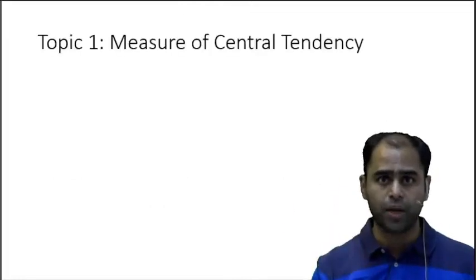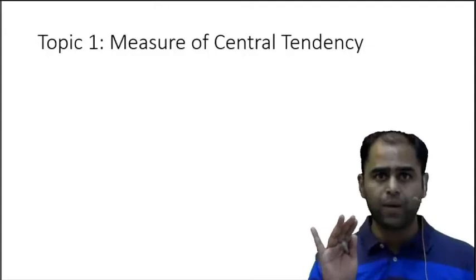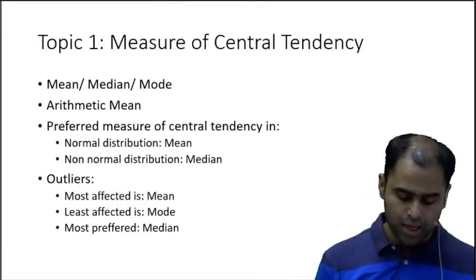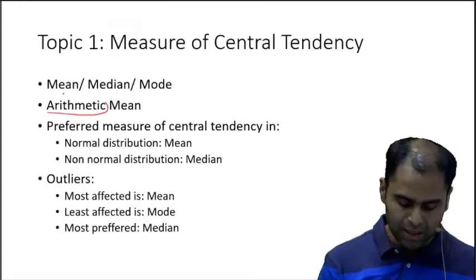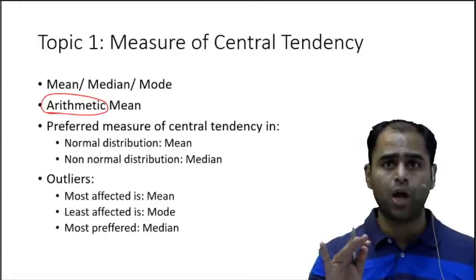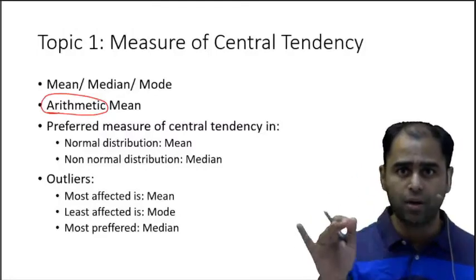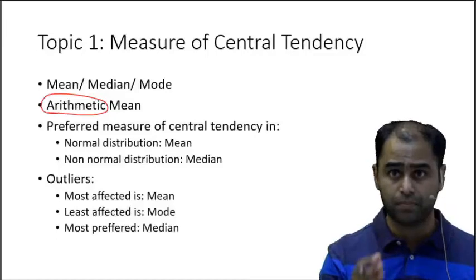Take my word. Now, the topic 1, measure of central tendency. We have the mean, median and mode. Let me tell you, it is only the arithmetic mean. No geometric, no harmonic. So there should be no confusion. Now, how do we calculate the mean? Add all, divided by the sample size.